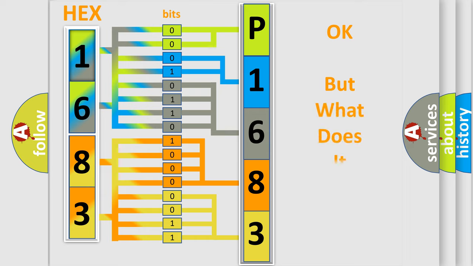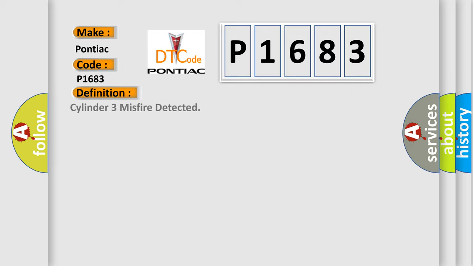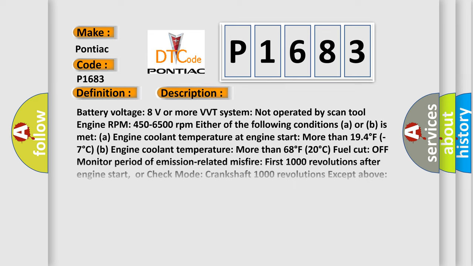The number itself does not make sense to us if we cannot assign information to what it actually expresses. So, what does the diagnostic trouble code P1683 specifically mean for Pontiac car manufacturers? The basic definition is cylinder 3 misfire detected. And now this is a short description of this DTC code.